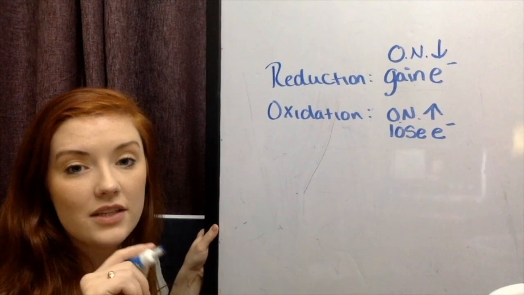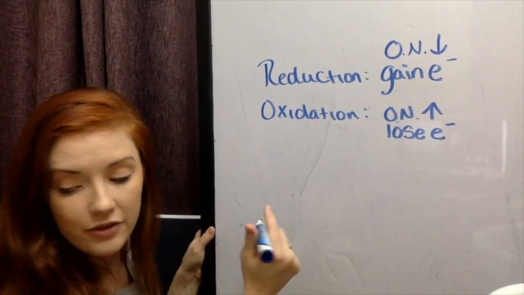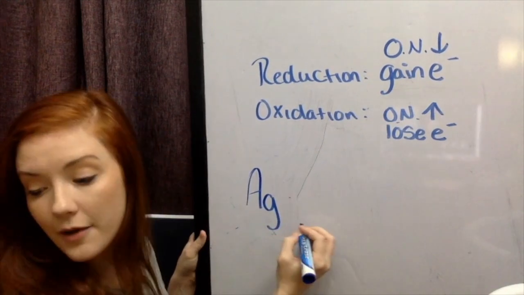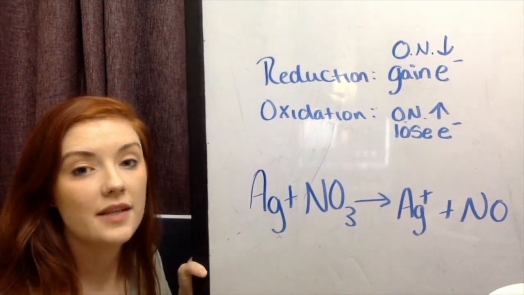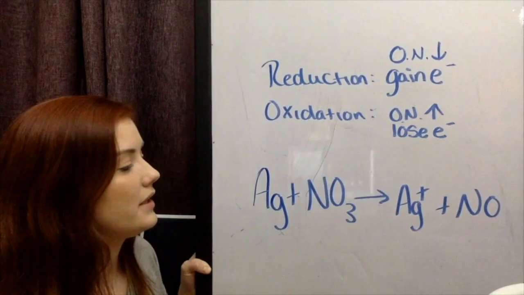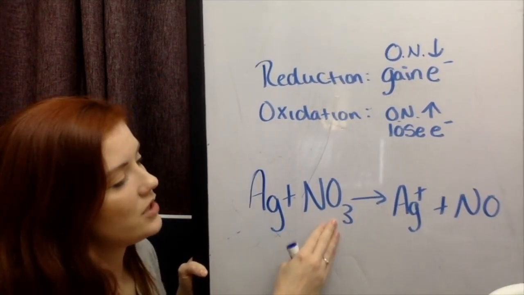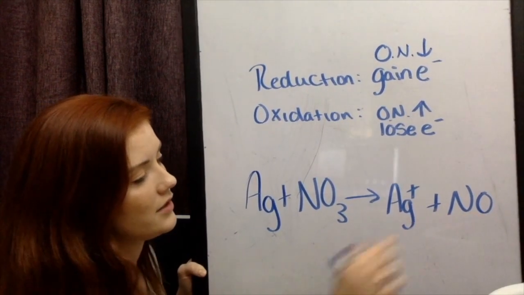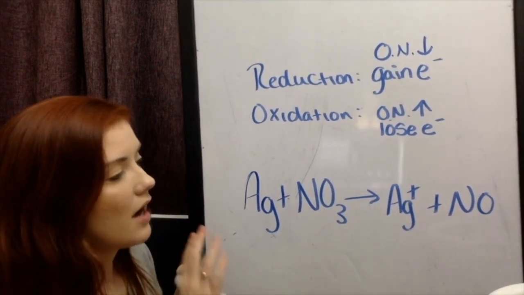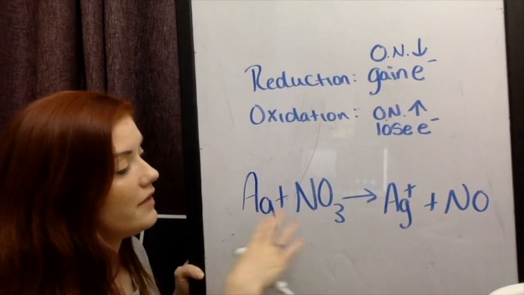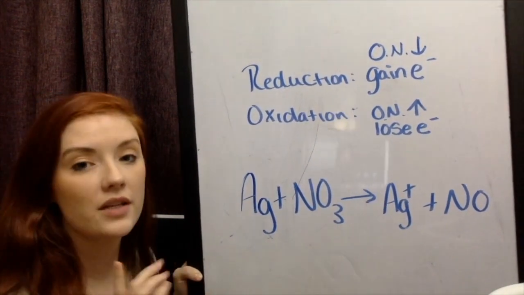Let's take a look at this because you're actually going to learn how to write half reactions, if you remember that from the first video. There's a couple of different things I'm going to want you to be able to do with a problem like this. So we have Ag, which is silver, we have nitrogen and we have oxygen, and then silver, nitrogen, and oxygen. I would want you to be able to figure out the oxidation number of all of these elements. We'll do that in just a second.